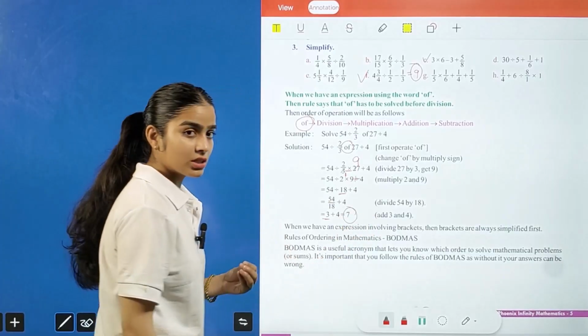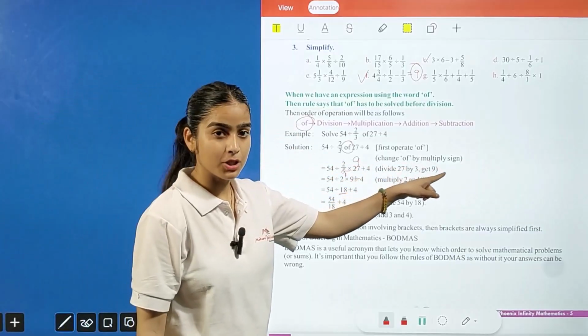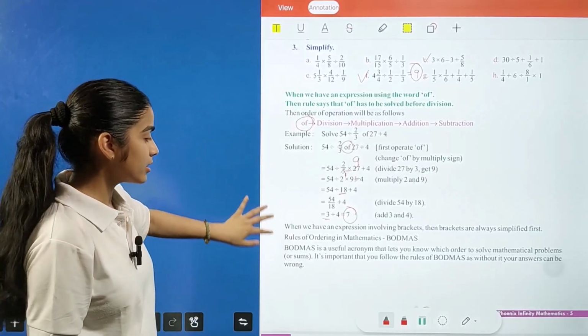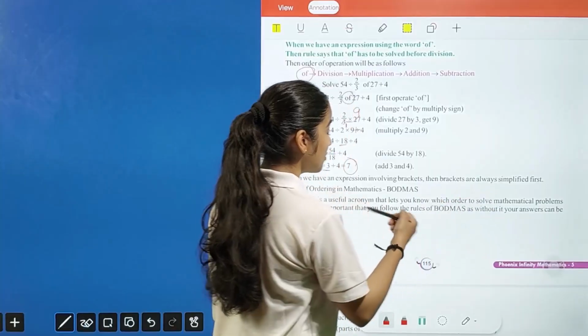So the little change in this: first you have to solve the "of", which is a sign of multiplication, and you can do the rest of the question same as we do in our earlier section. When we have an expression involving brackets, then brackets are always simplified first.